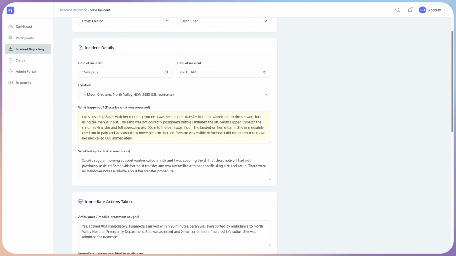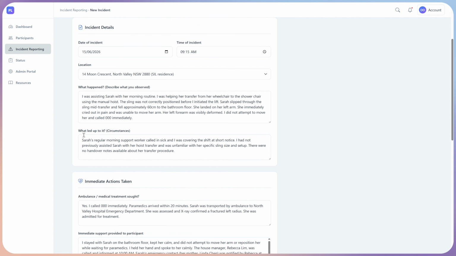So it says, I was assisting Sarah with her morning routine. I was helping her transfer from her wheelchair to the shower chair using the manual hoist. The sling was not correctly positioned before I initiated the lift. Sarah slipped through the sling mid-transfer and fell approximately 60 centimeters to the bathroom floor. She landed on her left arm. She immediately cried out in pain and was unable to move her arm. Her left forearm was visibly deformed. I did not attempt to move her and called 000 immediately.